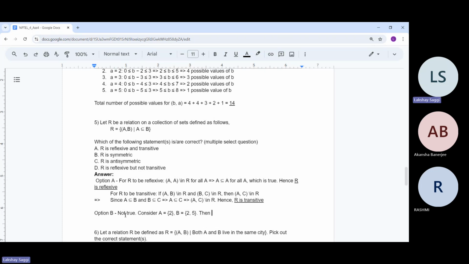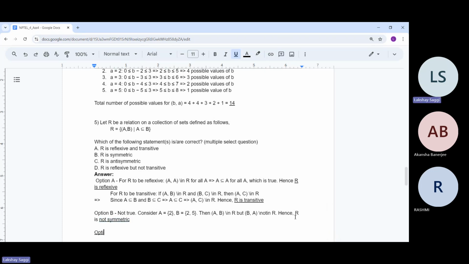Then (A, B) is in R because A is a subset of B. But (B, A) is not in R because {2, 5} is not a subset of {2}, right? So (A, B) was in R, but (B, A) was not in R. And this means that R is not symmetric. For R to be symmetric, if (A, B) is in R, then (B, A) should also be in R. So R is not symmetric.